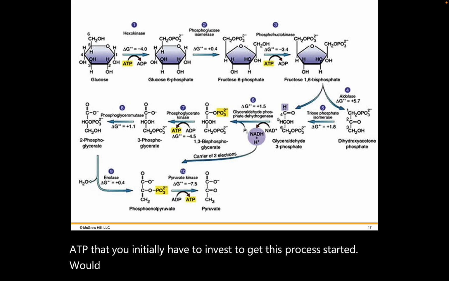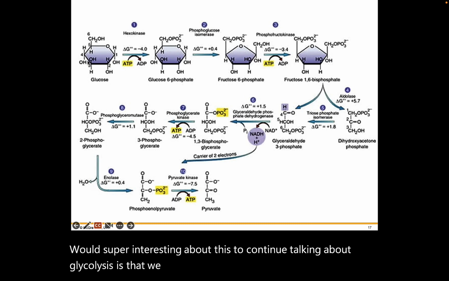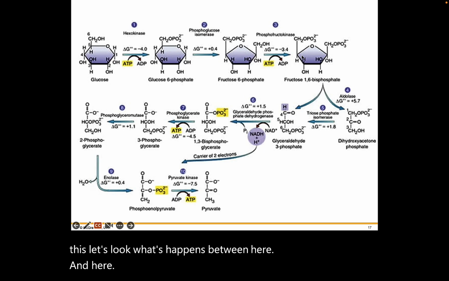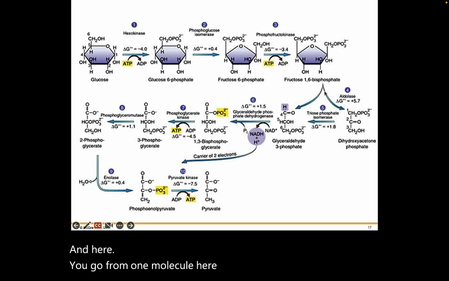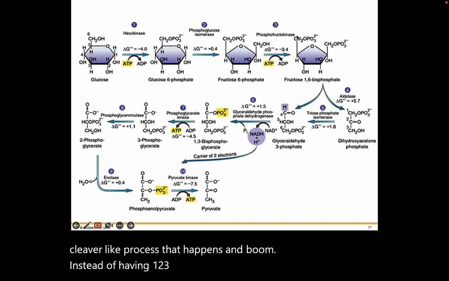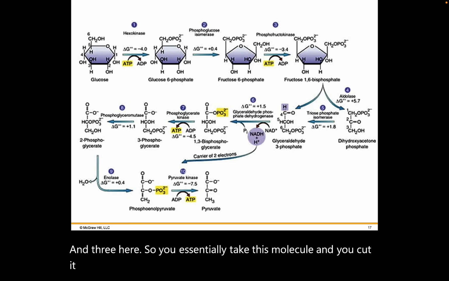What's super interesting about this is that we start with 1 molecule here, but at the end of this, let's look at what happens between here and here. You go from 1 molecule here, and essentially there's a meat cleaver-like process that happens, and boom. Now instead of having 1, 2, 3, 4, 5, 6 here, you have 3 here and 3 here. So you essentially take this molecule and you cut it in half.